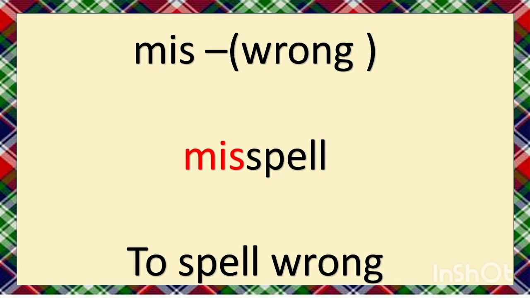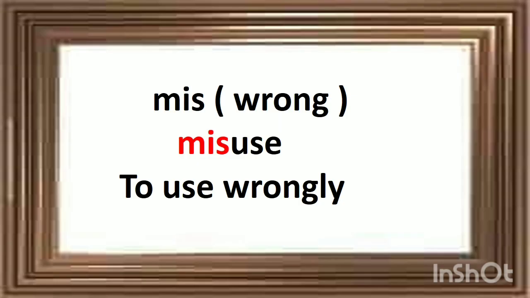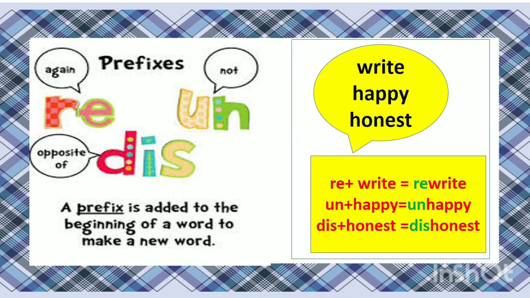So let's look at another example. When I add the prefix "mis", which means wrong, to the word spell, I get the word misspell, which means to spell wrong. And when I add the prefix "mis" to the word use, it creates a new word misuse, which means to use wrongly.